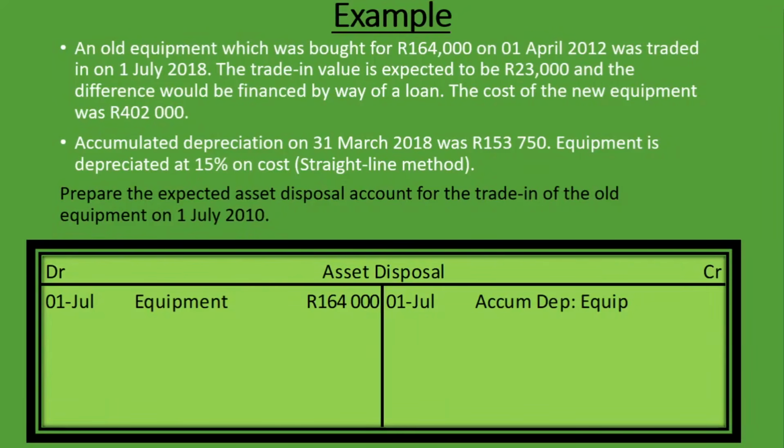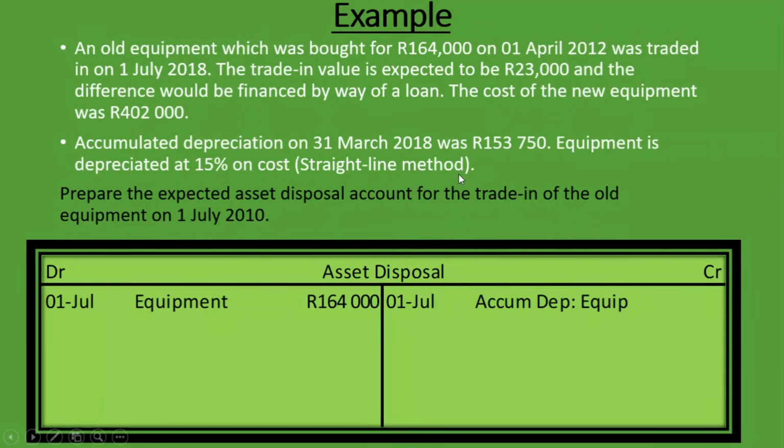Now the question is, what is the accumulated depreciation on equipment? Well, here we are told that the accumulated depreciation on the 31st of March 2018 was 153,750 Rand. What we want here in our asset disposal account is the total accumulated depreciation relating to this equipment that we are disposing. So we're given the accumulated depreciation, and we know the accumulated depreciation is all the depreciation relating to a specific asset at a specific period, and in this case it is at 31st March 2018.